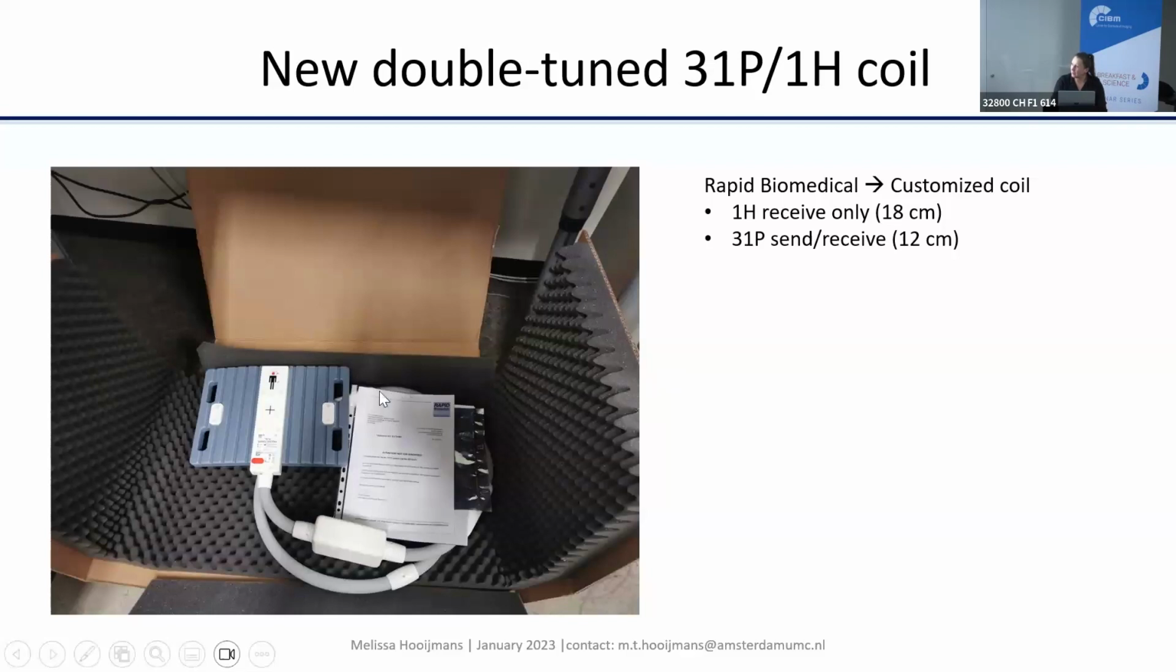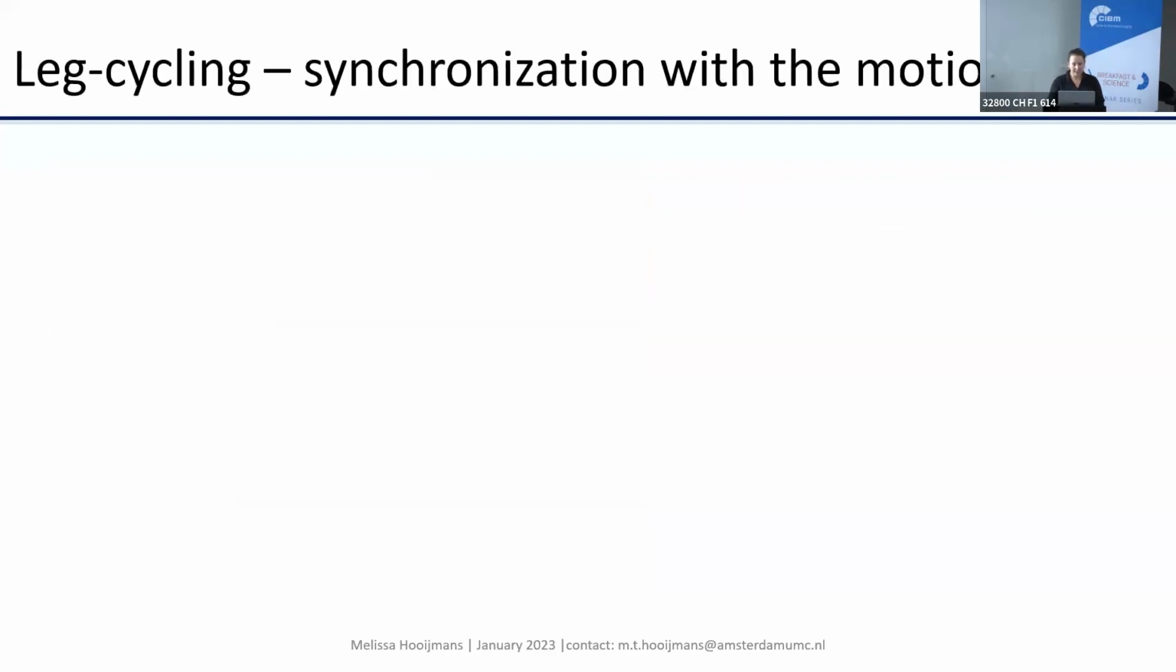You have openings here, and you can fold it around the leg and then strap it with an elastic band, so it fits around every leg, lower leg, upper leg, lower arm, upper arm. So for our experiment, it's quite convenient. And then we worked on synchronizing the leg cycling with our MR acquisition as well.